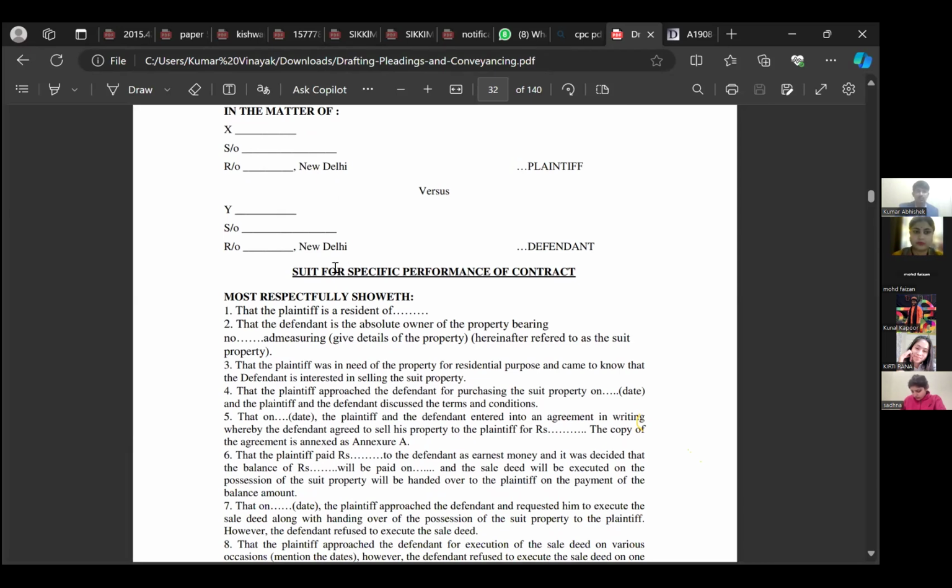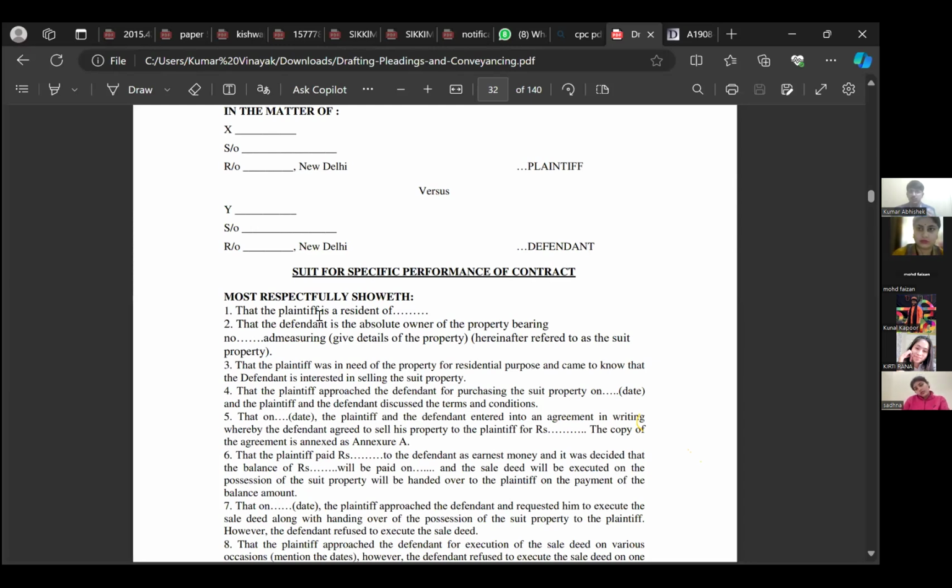Then we write about the content of the suit, what the suit is about. So, suit for specific performance of contract. You'll write this, and then you'll proceed after stating most respectfully that the plaintiff is so and so. Trivial facts may be stated in the first two paras, so that the court has an idea about what the case is about. You'll say that the petitioner is a resident of so and so, is in so and so profession, has so and so background, and this case is relating to such and such things.